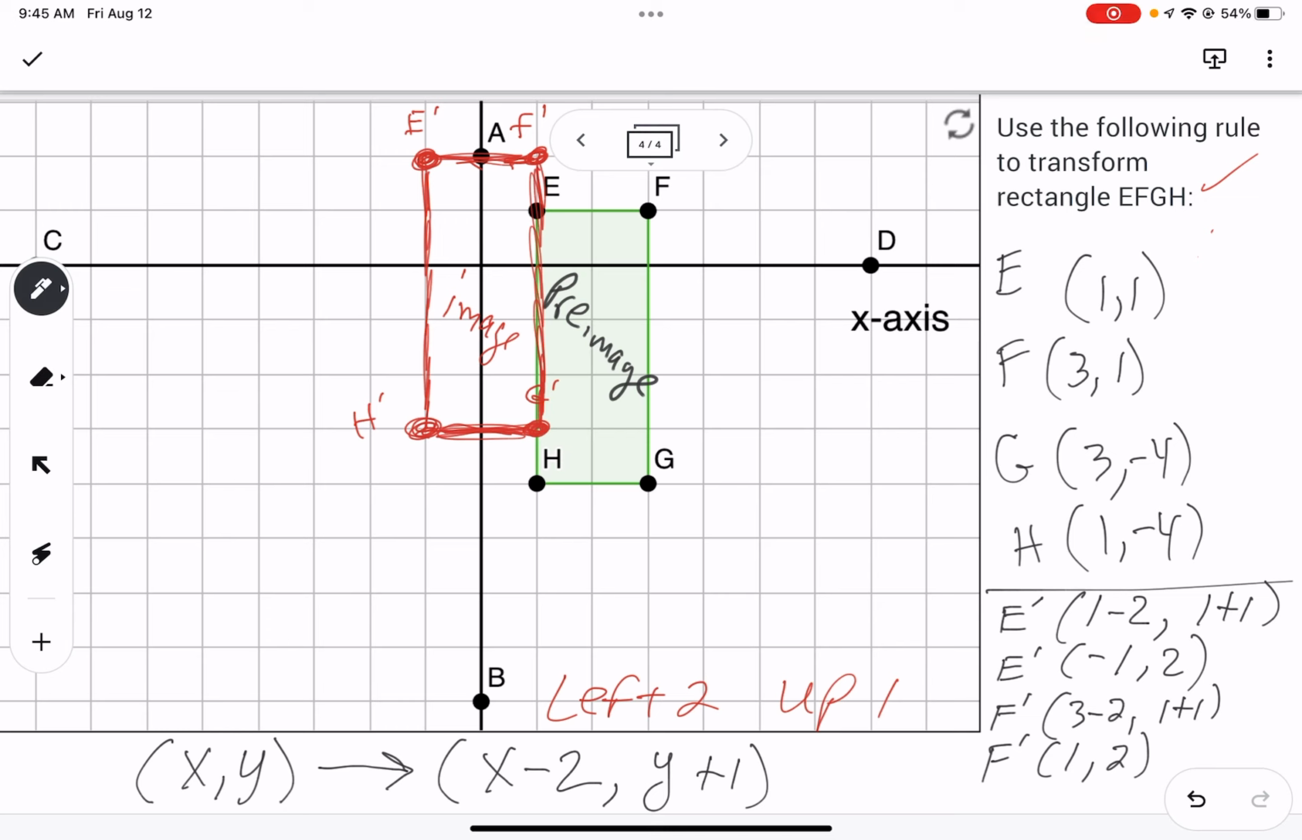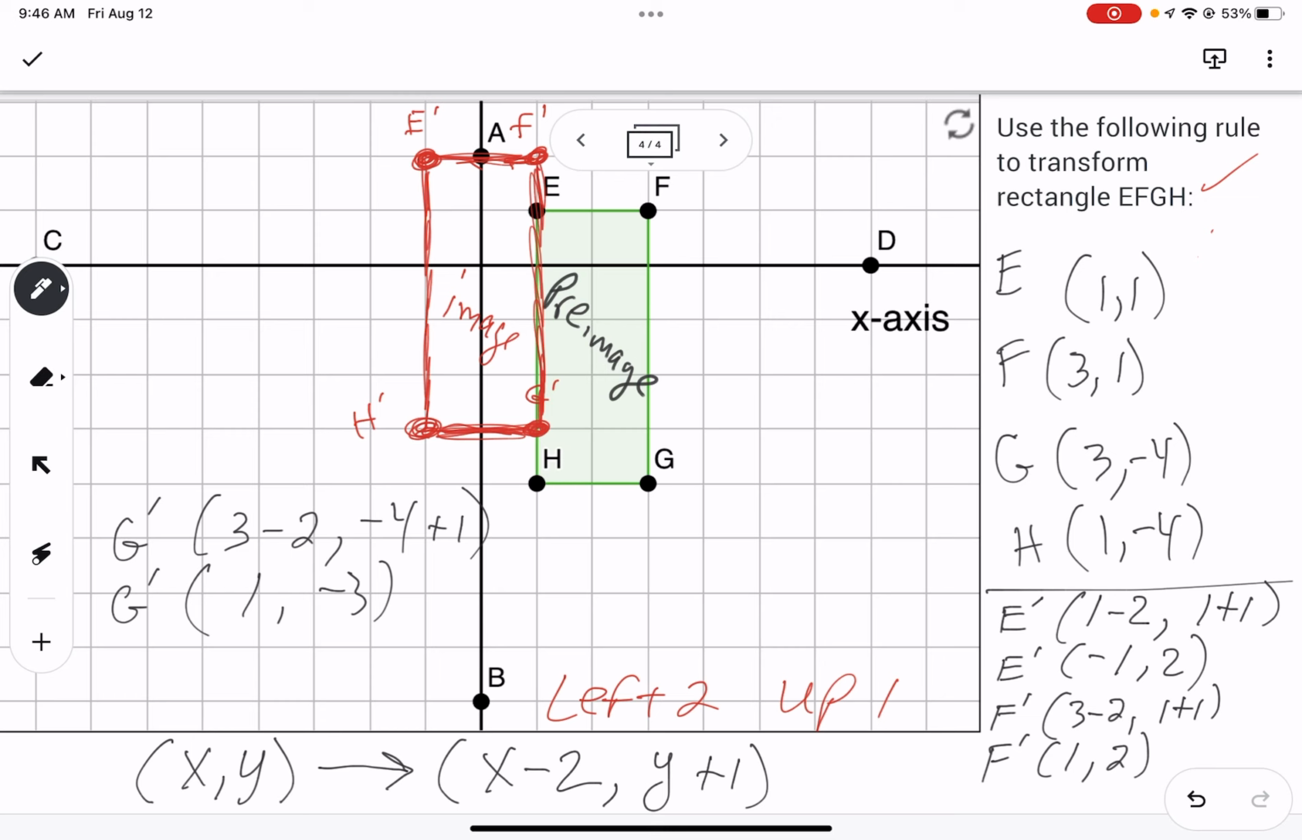I'm going to go to G. I'll do it over here. For G prime, I have to take 3, subtract 2. I have to take -4, and I have to add 1. What's the result of G prime? 3 minus 2 is 1. -4 plus 1 is -3. And let's check our figure. G prime is right here. Here's my origin. -1, 2, 3. So check. And this is positive 1. Check. Last one, folks.